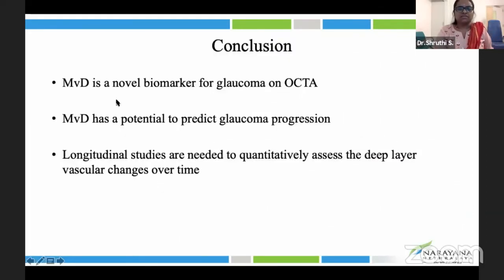So to conclude, microvascular dropout is a novel biomarker for glaucoma on OCTA. On OCTA, microvascular dropout has the potential to predict glaucoma progression, and longitudinal studies are needed to quantitatively assess the deep layer vascular changes over time.